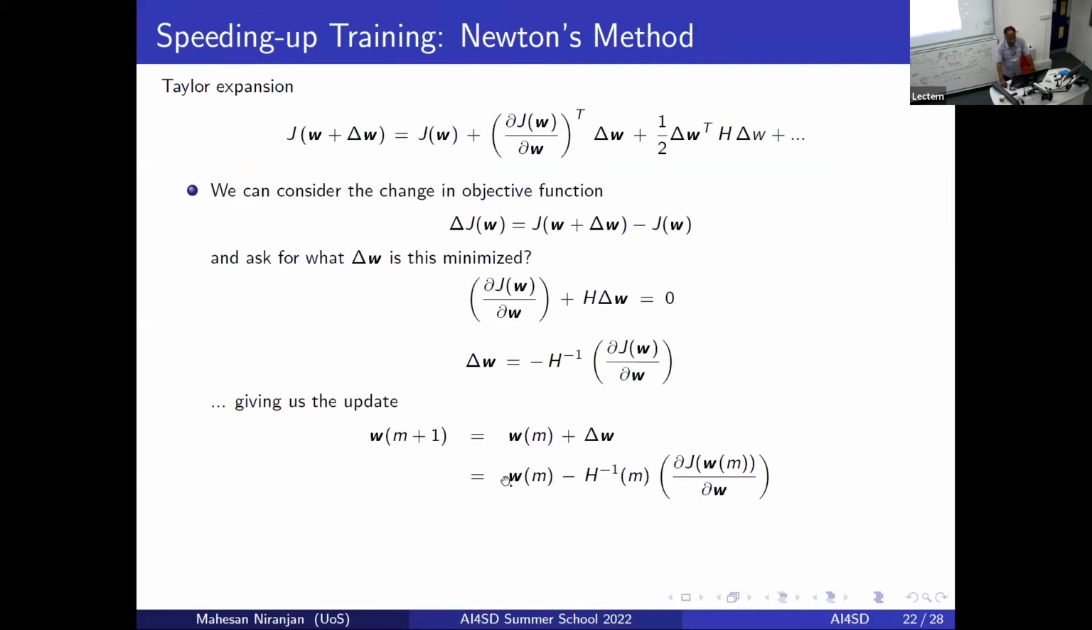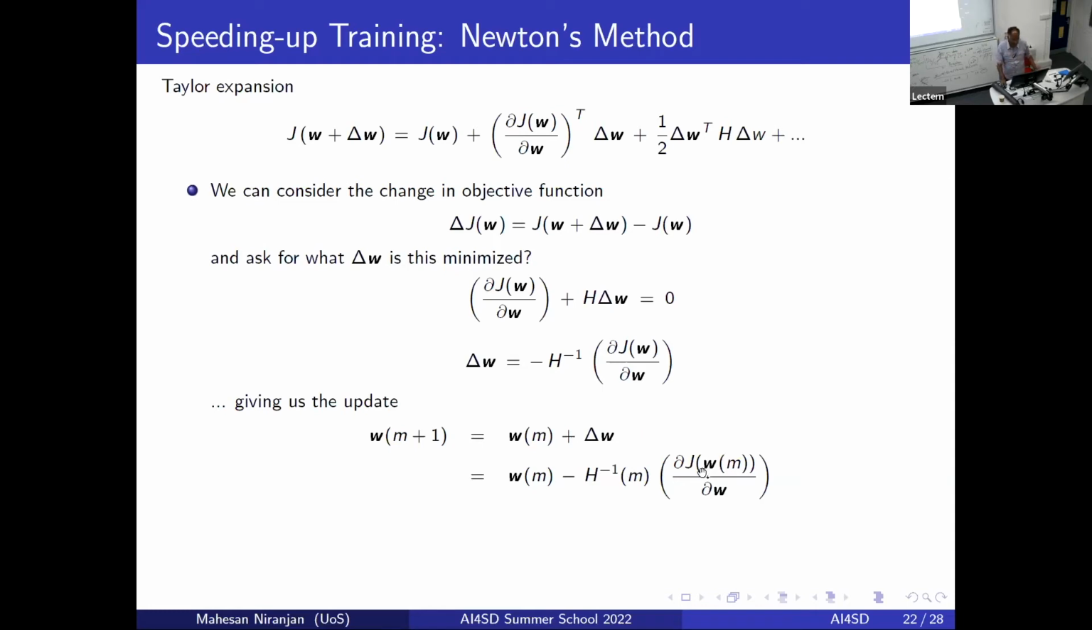Your guess of all the weights at iteration m is updated by the inverse of the Hessian multiplying the gradient you compute at that point. The gradient you compute at that point tells you in which direction the minimum is going to be. The curvature tells you how fast you might want to move in that direction.